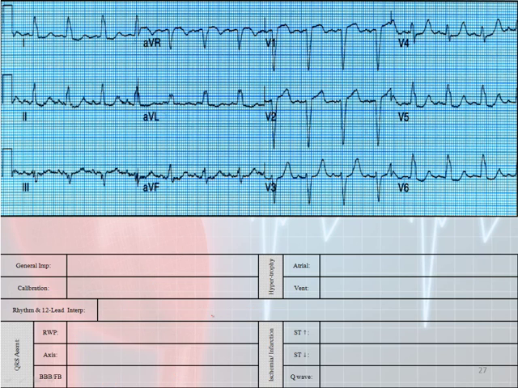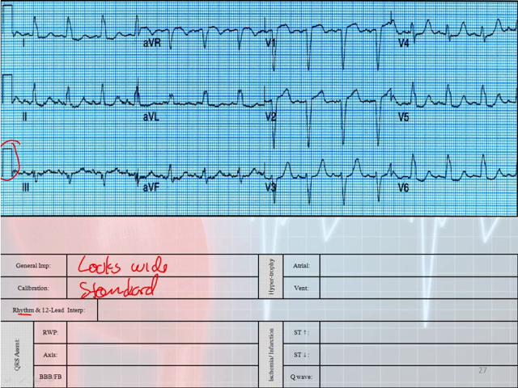I'm going to speed it up a little bit through these next two 12 leads, and then we'll finish up with the presentation. General impression, it looks wide, but it also looks a little erratic up here in the area where the 3 and the AVF are. So, looks wide. Calibration, there's my calibration. So my calibration is standard.